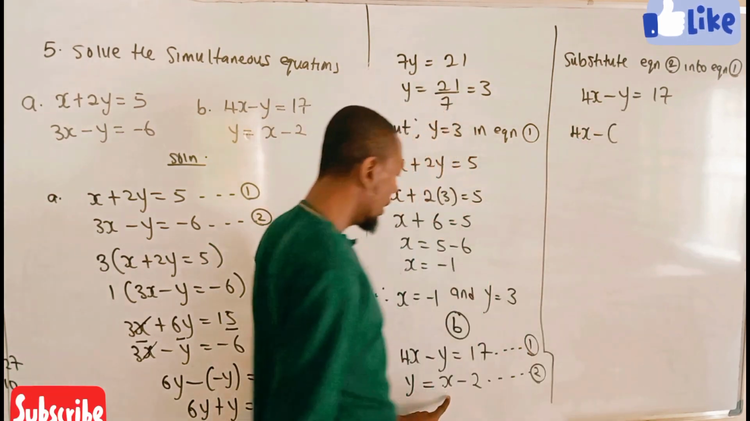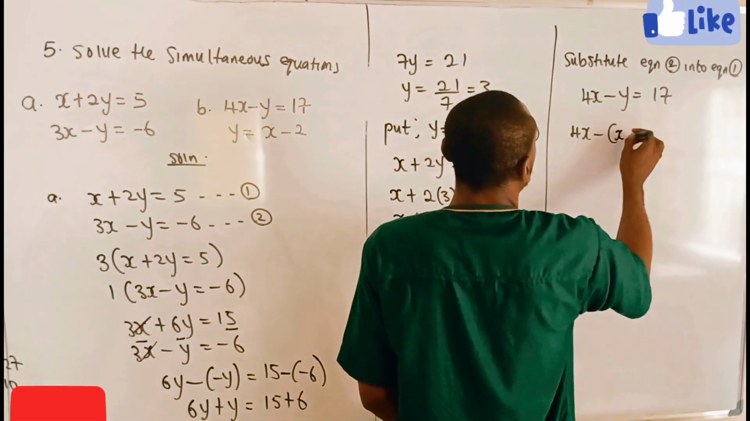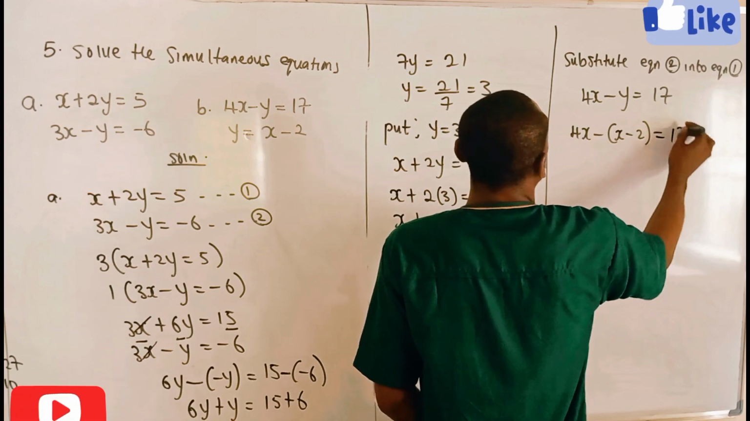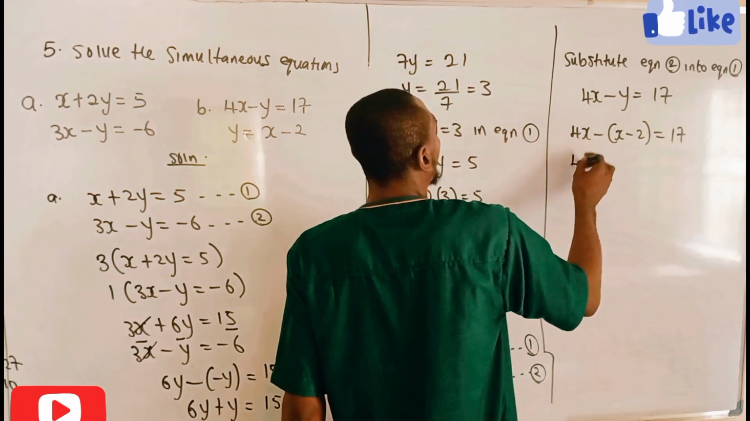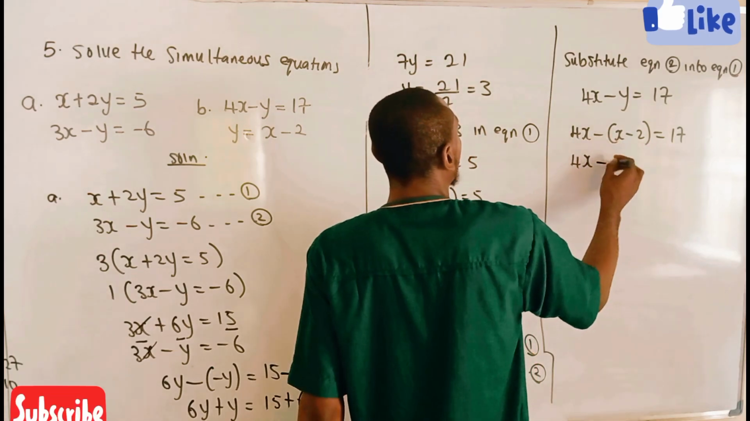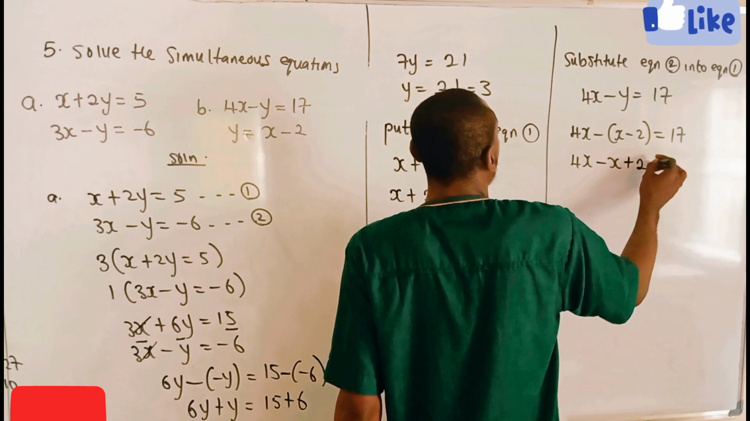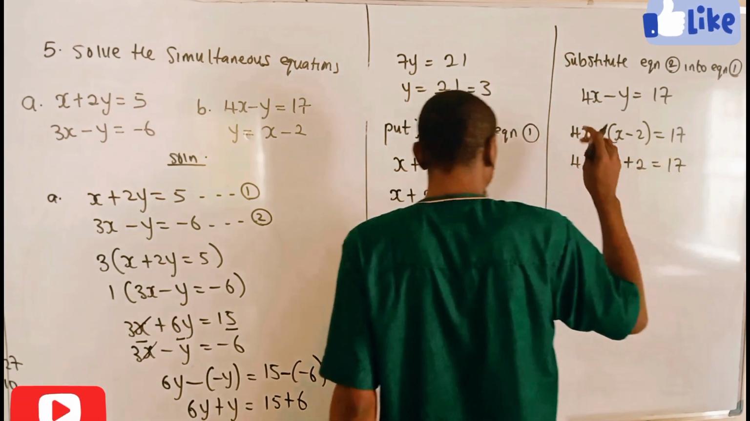What's the value of y? The value of y in equation 2 is x minus 2. So we now have x minus 2 all equal to 17. So we have 4x, and we use minus to open the bracket. Minus times x is minus x. Minus times minus 2 is plus 2. Then we have 2 equal to 17.